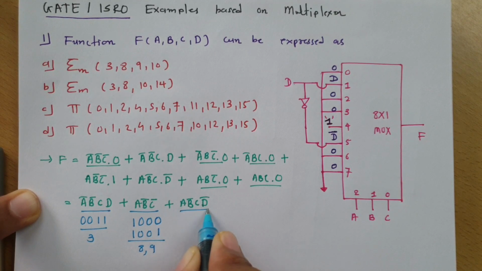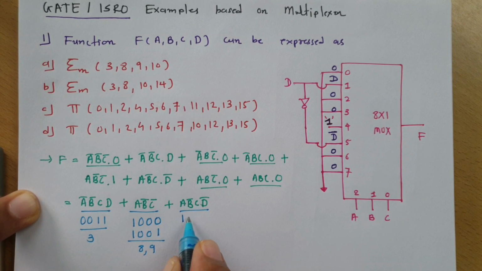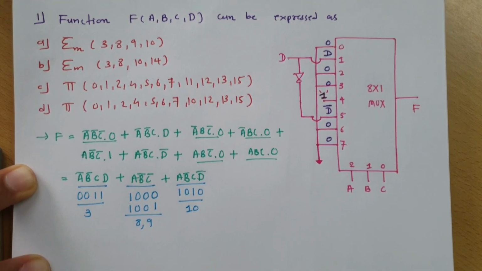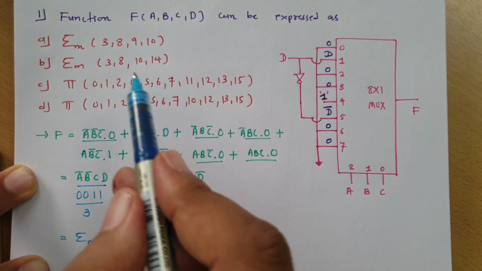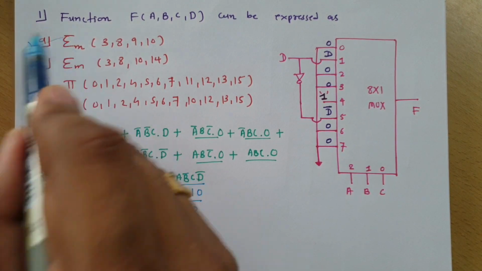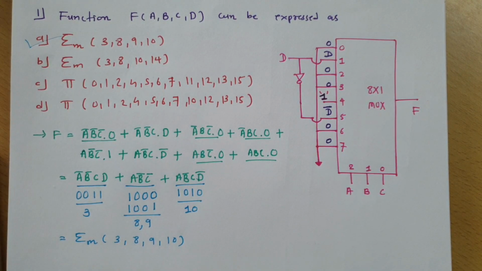Now if you see this, that is A, B bar, C, D bar. So 1, 0, 1, 0. So this is term 10. So in terms of min term, it is 3, 8, 9, 10. So we need to see, is it there? Yes, it is there with option A. So our answer, option A, is correct, right?